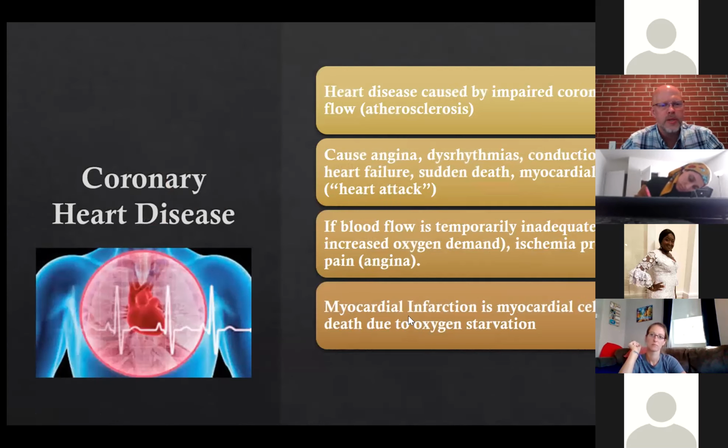Most heart disease is caused by a slow progression of atherosclerosis that leads to an occlusion to these vessels. It can cause angina. What does angina mean to you? Chest pain. Chest pain. Good, chest pain. We're going to talk about some different types of angina. They can lead to dysrhythmias, so the ventricles do not squeeze or have a proper conduction. Can result in sudden death.